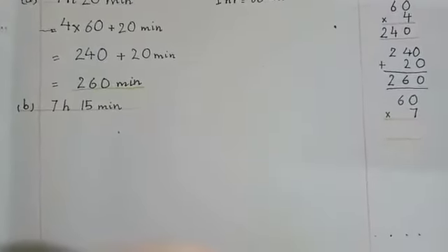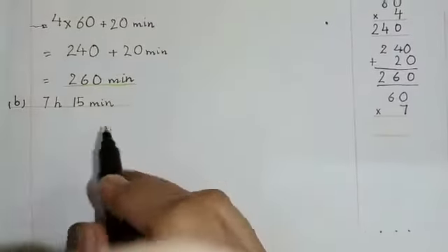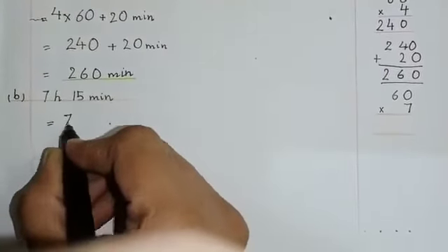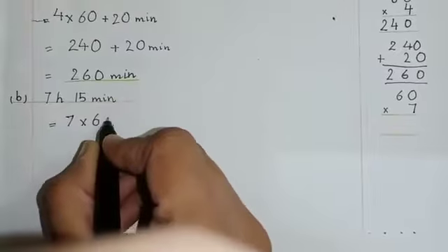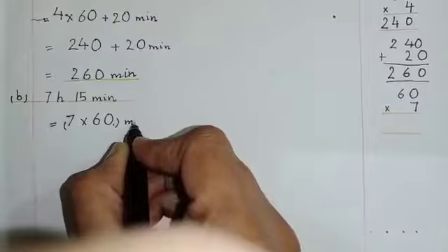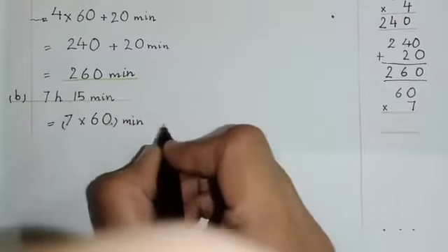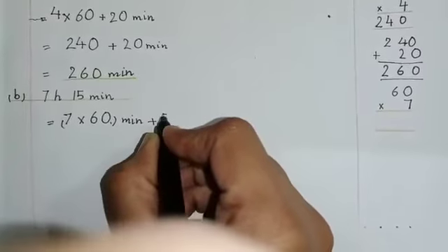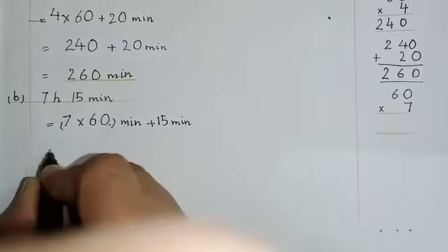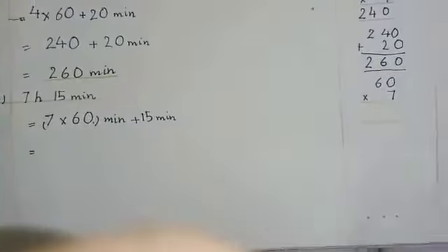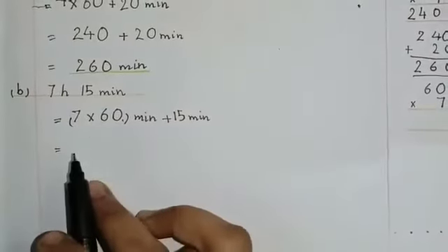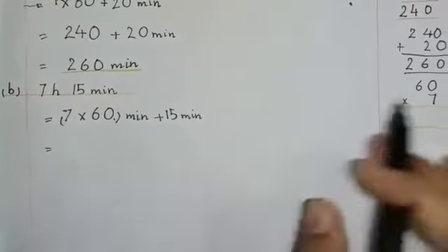Students, now we will solve B part, that is 7 hours and 15 minutes. Again we convert hours into minutes. So first we multiply 7 with 60 minutes, plus 15 minutes. Now 7 sixes are 42. So the answer is 420.